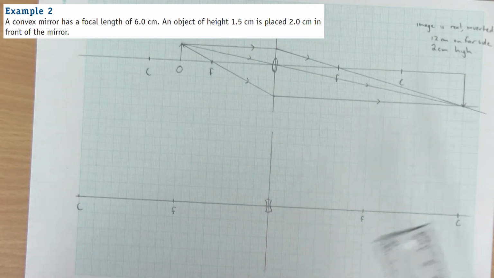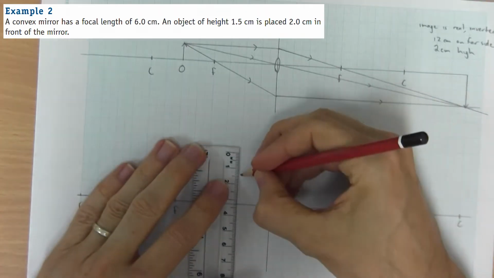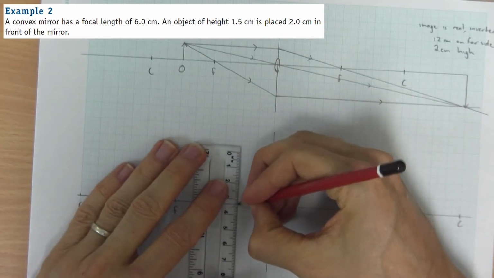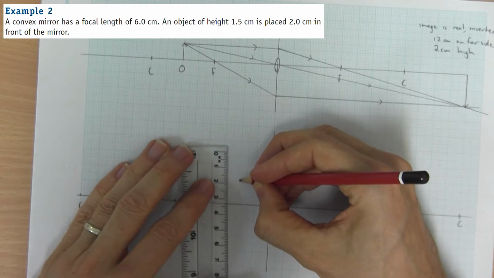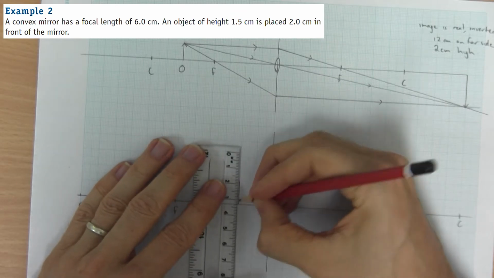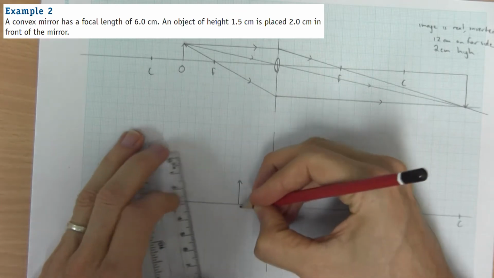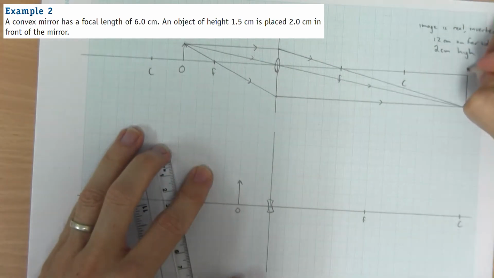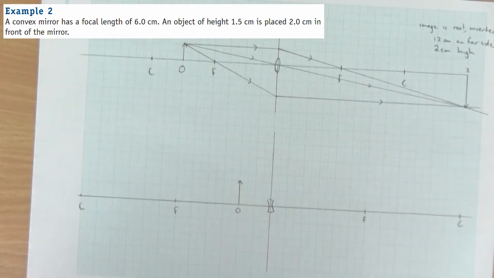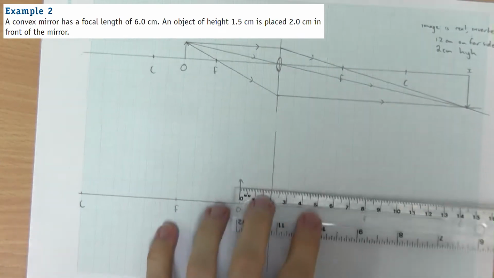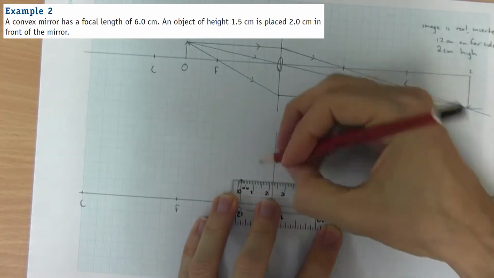An object is placed 2 centimetres in front and is 1.5 centimetres high. It goes to there. There's my object. Oh, sorry, that was my image. There's my object. Okay, 3 rays. One that starts off parallel.